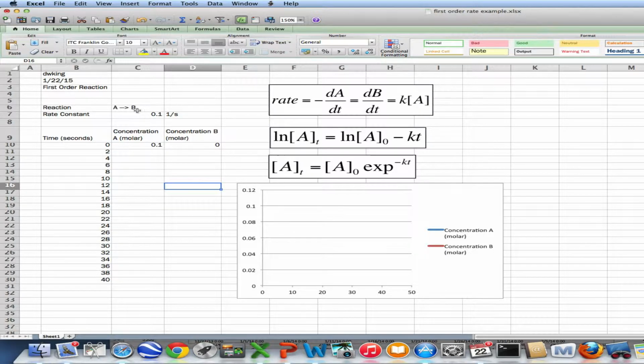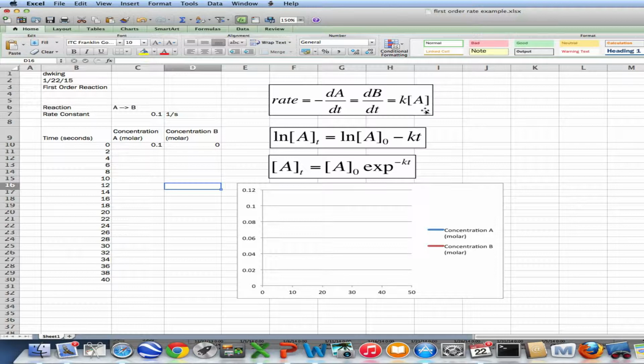So imagine we're doing a reaction of A going to B, and that this is a first order reaction with a rate constant of 0.1, and the units on that are reciprocal seconds. So we could say that the rate of disappearance of A, negative dA/dt, is equal to the appearance of B, positive dB/dt, and that's equal to a rate constant k times A. So that's a standard first order rate expression, which comes right out of the second semester of general chemistry.